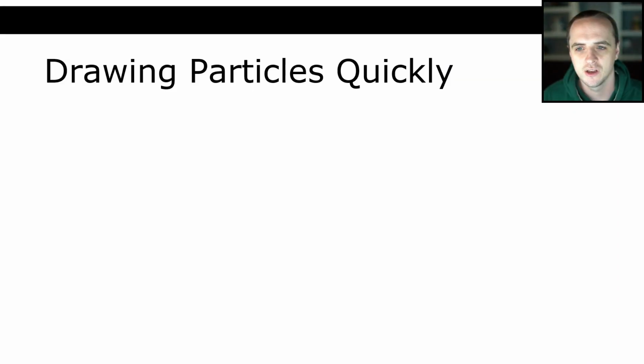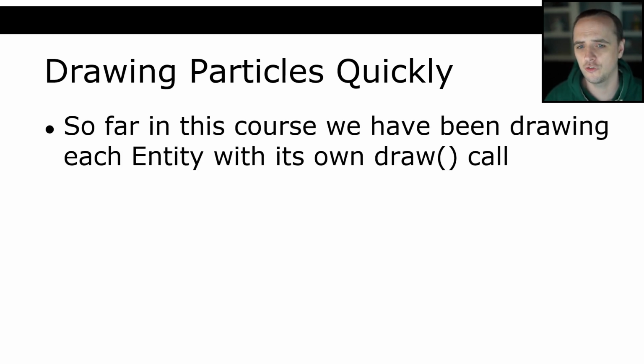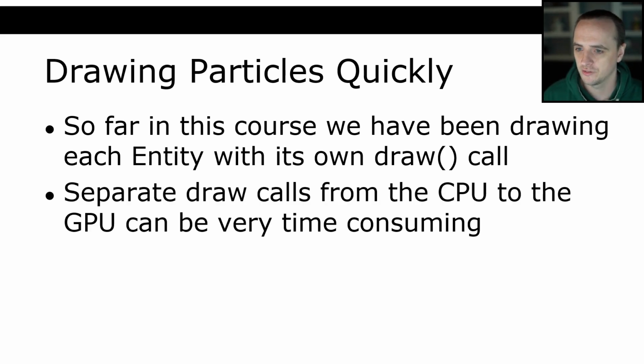this class. The first thing we want to talk about is how we're going to draw our particles, because this is something we haven't discussed in the class yet, because we haven't needed to. Typically, you're only drawing a couple of hundred entities to the screen, but when you're drawing tens or hundreds of thousands of particles, you need to be drawing things faster than the way that we've been doing it. So far in this course, we've been drawing every single entity with its own draw call, okay? Separate draw calls from the CPU to the GPU can be very time consuming.